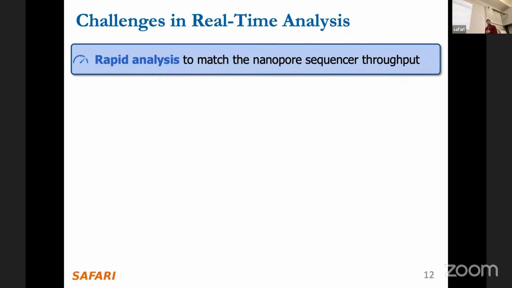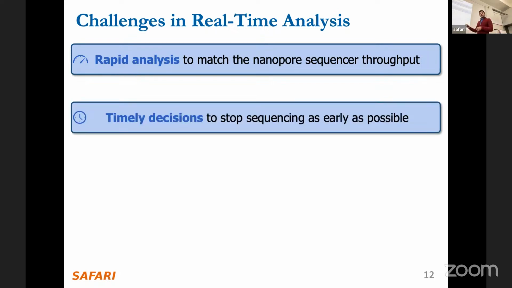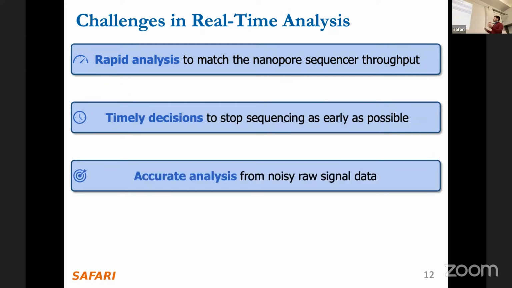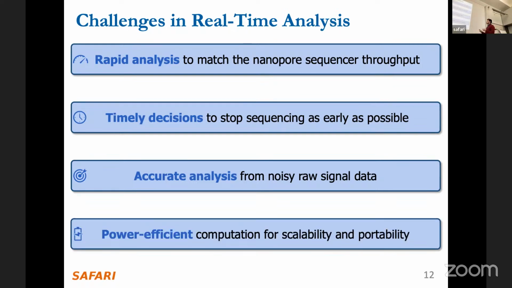For example, the first and most important challenge is to achieve rapid analysis. We want to match the throughput of data generation. Second, we want to make decisions as quickly as possible, because we don't want to sequence unnecessarily. And of course, we want to analyze this noisy electrical signal data accurately so that our analysis and decisions are accurate. Also, for portability and scalability reasons, we want to make all these computations power efficient.